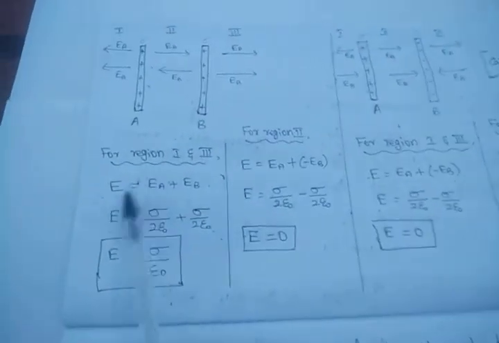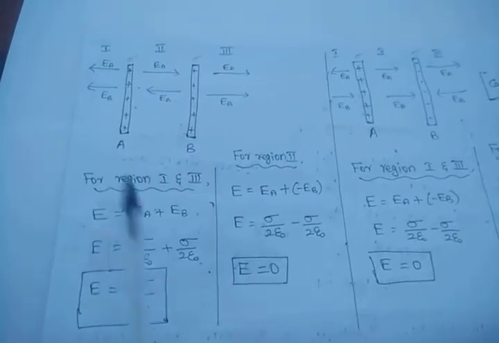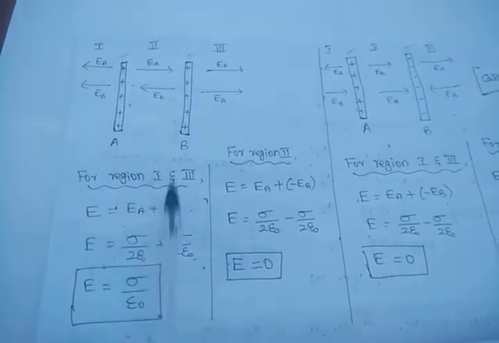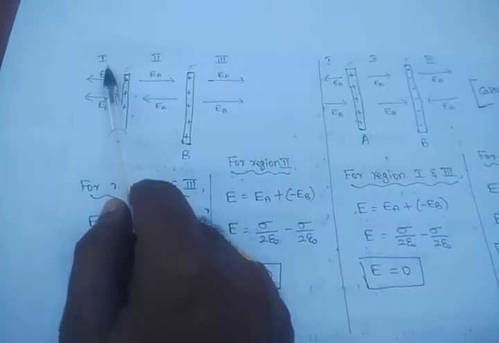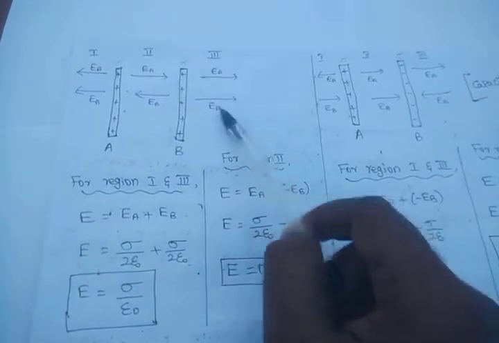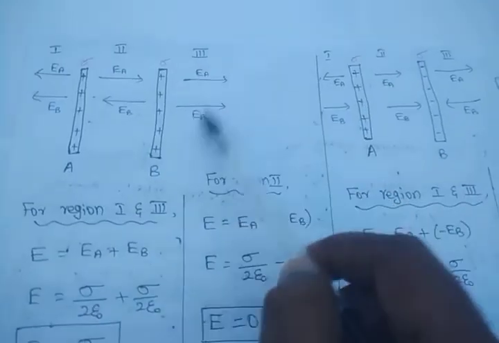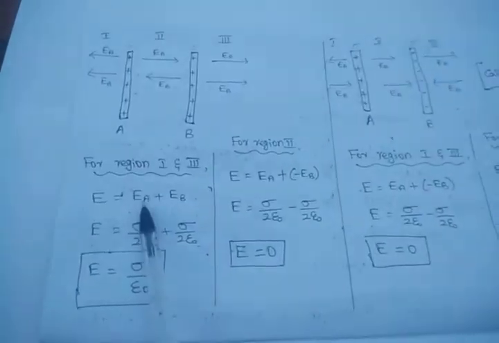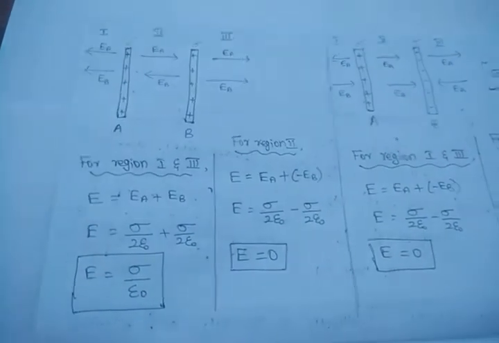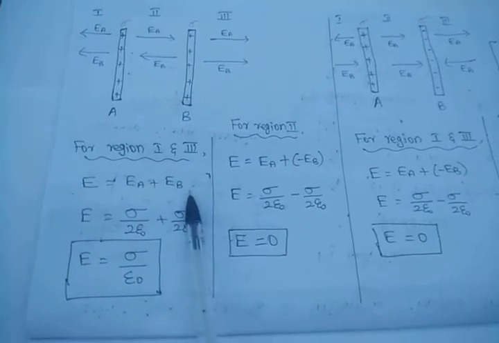For region 1 the total electric field is EA plus EB. So EA plus EB for both region 1 and region 3 will add up, because EA and EB both add up. So this is the common expression for the first region as well as the third region, EA plus EB.